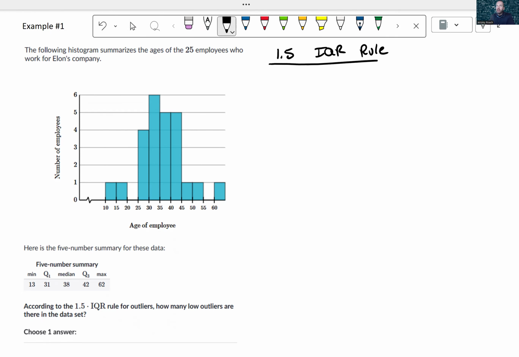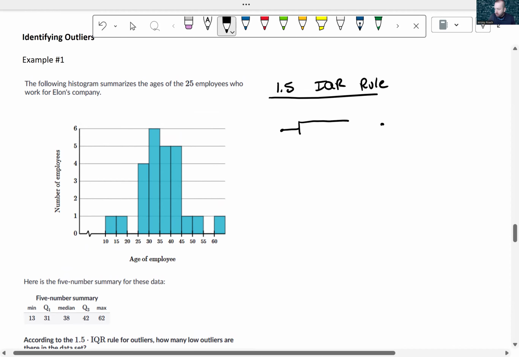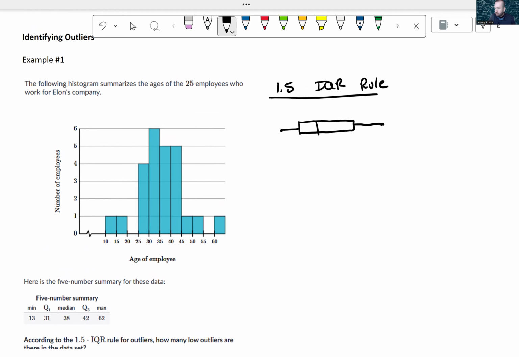And the 1.5 IQR rule helps us to figure out what those outliers are. Remember, those outliers are going to be on the outside of our box plots. So our potential outliers are going to be somewhere around here when we find them. But the 1.5 IQR rule is we have a lower fence and we have an upper fence.